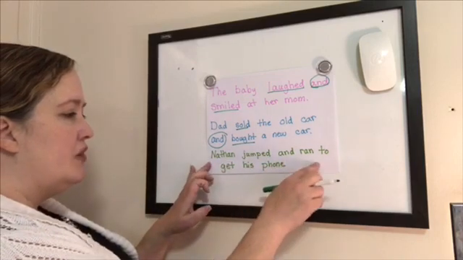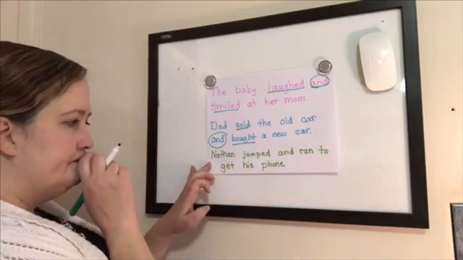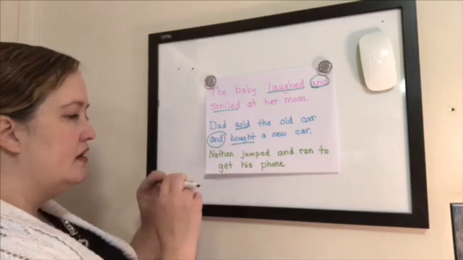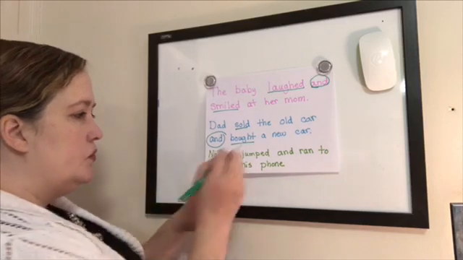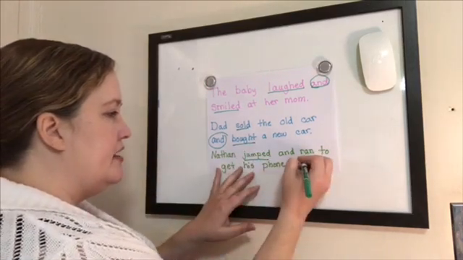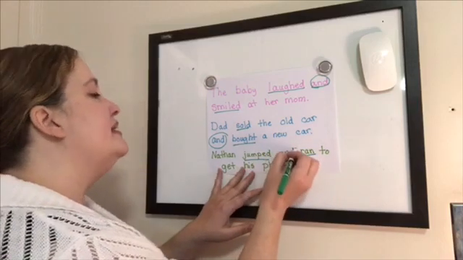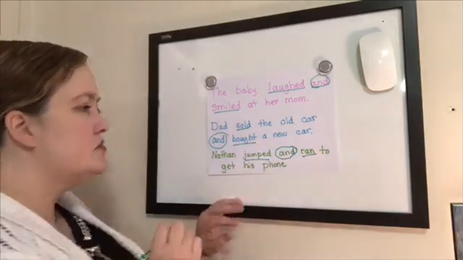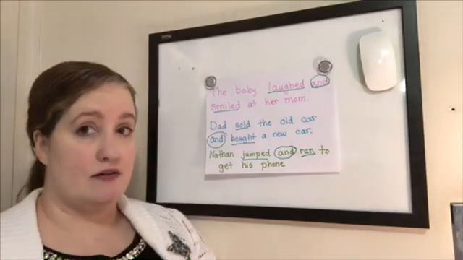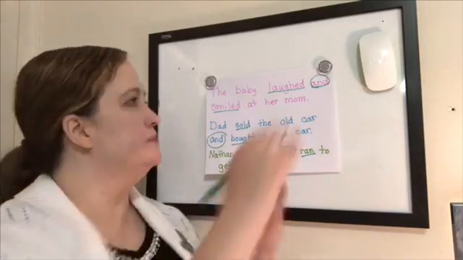Nathan jumped and ran to get his phone. The subject is Nathan. And the two action words are jumped and ran, connected by and. So those are three examples of compound verbs.